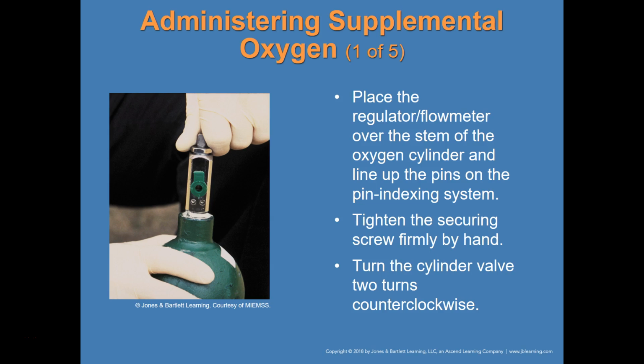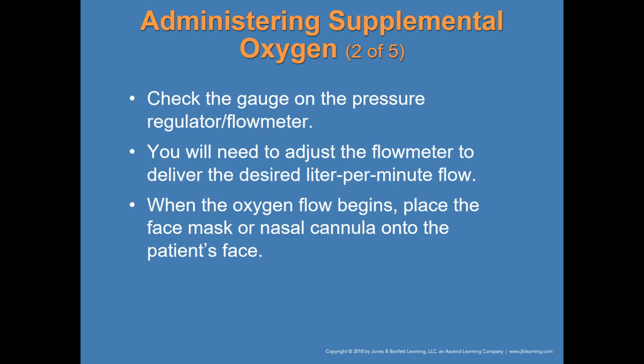Then we're going to turn the cylinder valve 2 turns counterclockwise. We're going to check the gauge on that pressure regulator flow meter. Then we can open and adjust the flow meter to deliver the desired liter per minute flow. For nasal cannulas, it's about 1 to 6 liters per minute. The non-rebreathers can go higher, up to 15 liters per minute.